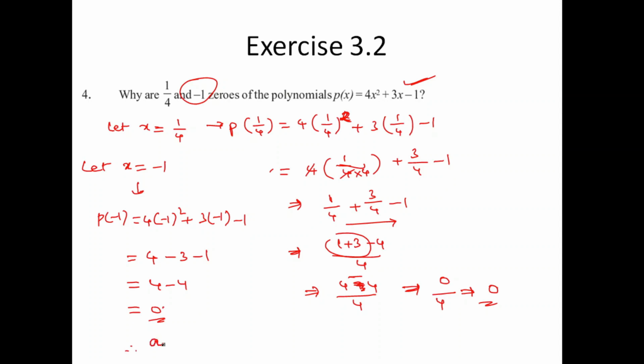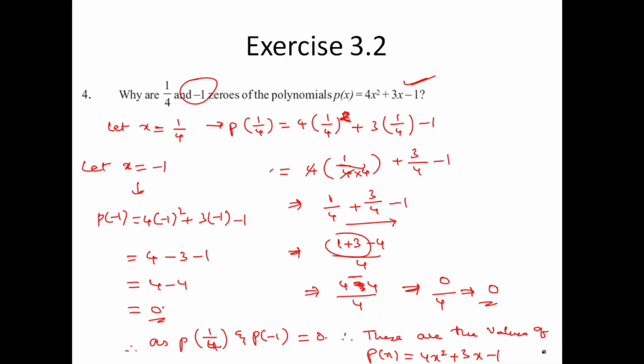Therefore, as p of 1 by 4 and p of minus 1 are equal to 0, I can say that these are the values of p of x, which is equivalent to 4x square plus 3 times x minus 1 equal to 0.